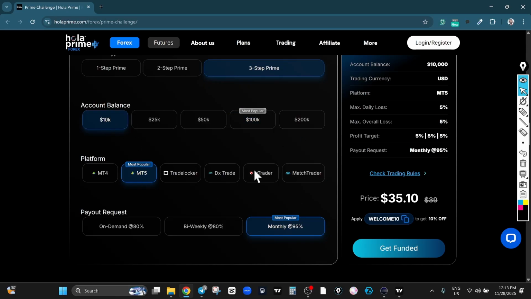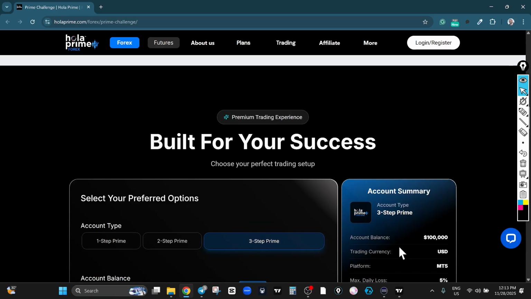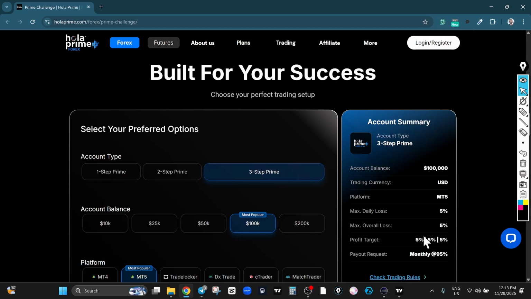For 10K, it's $35. For 25K, it's 90. For 50K, it is 116.35. Then for 200K, it's 719. So the coupon has been applied automatically, as you can see here. Simply click get funded, and then you make your payment. There are varieties of ways to pay.